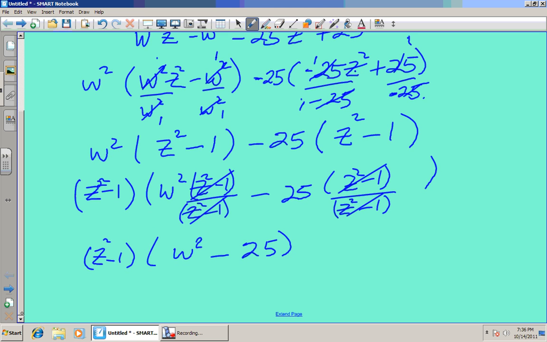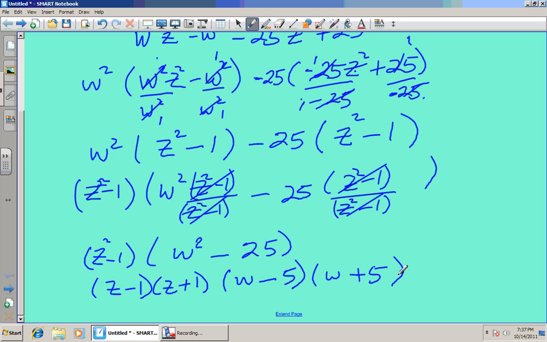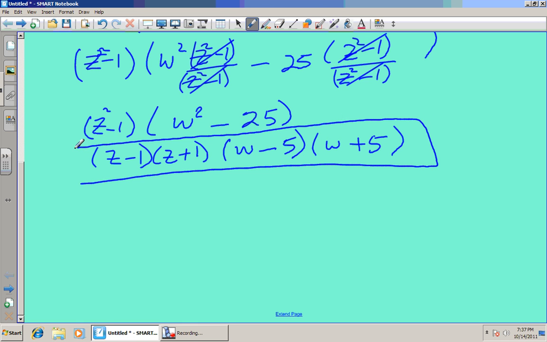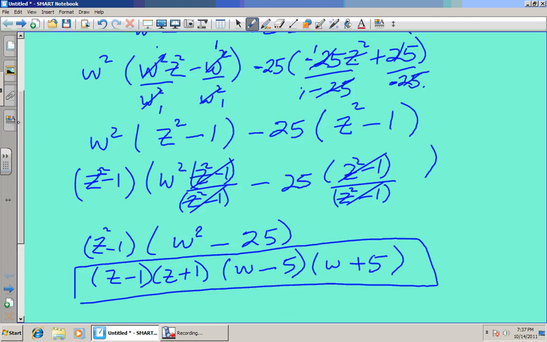Now we look at these and we can see that these are the difference of two squares. So I can factor z squared minus 1 into z minus 1 times z plus 1. And on the same process, I have the difference of two squares, and I can factor this one. W minus 5 and w plus 5. And now we have solved, we have factored this completely.